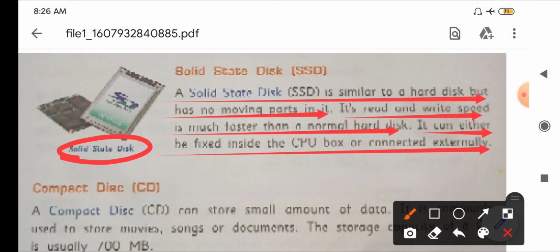It does not have any moving part, as there are no magnetic strips. You can read and write whatever you want, and its speed is very good compared to a normal hard disk. If you want to carry it from one place to another, you can. If you want to fix it inside the CPU, you can. You can also connect it externally.